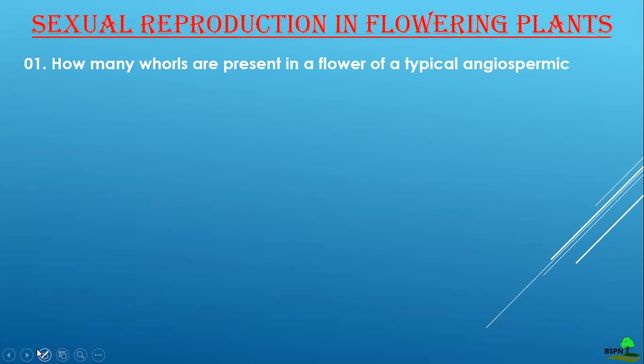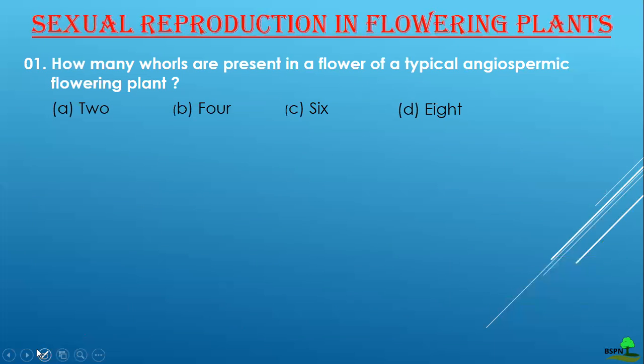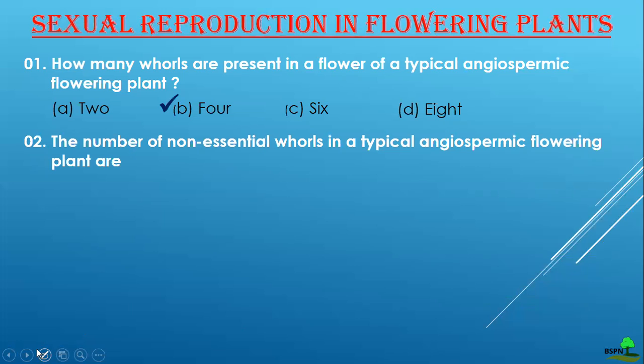How many whorls are present in a flower of a typical angiospermic flowering plant? Is it 2, 4, 6, or 8? We just said that there are 4 whorls in a complete flower. The number of non-essential whorls in a typical angiospermic flowering plant are 2, 4, 6, or 8. Non-essential whorls are the calyx and the corolla, so there are only 2 of them.